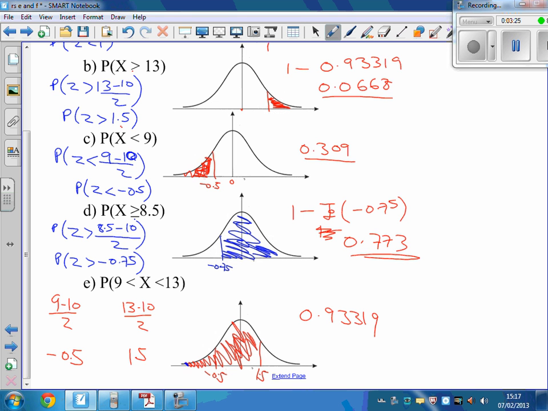And then what don't we want? We don't want this bit down here. We don't want the bit that's less than the negative half. So we're going to take off 0.30854. That leaves us with the bit in the middle, 0.625. The bit in the middle, that bit there. Look at the jigsaw. The red one, take away the blue one, gives the green one. That's the method of working those ones out.